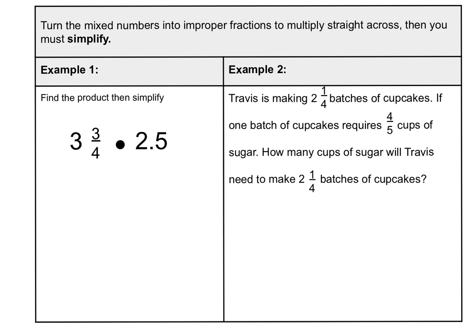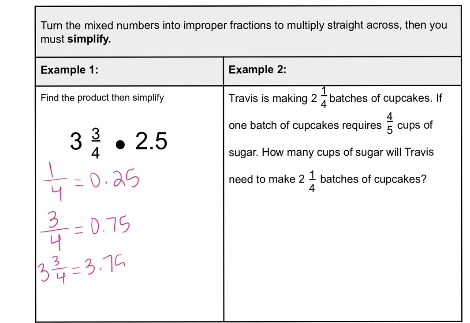So the 3 3/4, we want to turn the 3/4 into a decimal. And so I know that 1/4 equals 0.25, thinking about quarters. And so then 3/4 equals 75 cents or 0.75. Now, all I need to do is add the 3 in front because that's my whole number. And so 3 3/4 would equal 3.75.